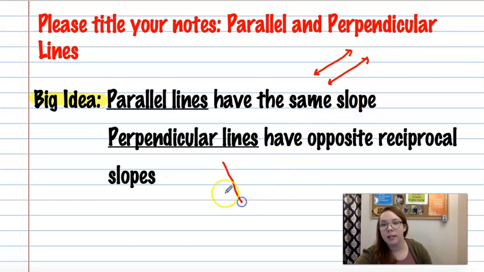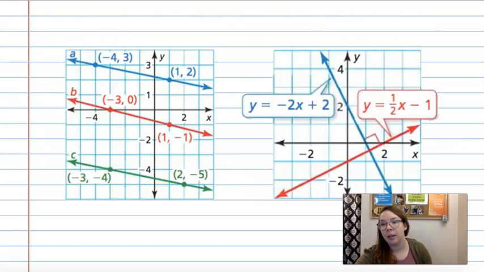Perpendicular lines are lines that meet at a 90-degree angle, and they have opposite reciprocal slopes, right? So those are the two ideas you need for today. Parallel lines have the same slope. Perpendicular lines have opposite reciprocal slope. So I'm going to show you what that means here.